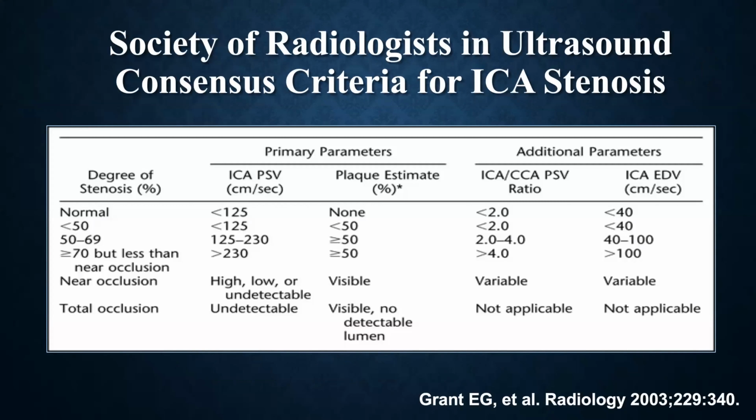So getting back to the SRU criteria, you can see here the degree of stenosis is broken down into normal, less than 50%, 50 to 69%, or greater than 70%, with near occlusion and total occlusion being those other categories. And the primary parameters are the peak systolic velocity in the stenosis and the presence of plaque. The secondary parameters can be helpful, and that's the ICA-CCA ratio. That's the velocity in the stenosis compared to the distal common carotid artery, and the end diastolic velocity in the ICA.